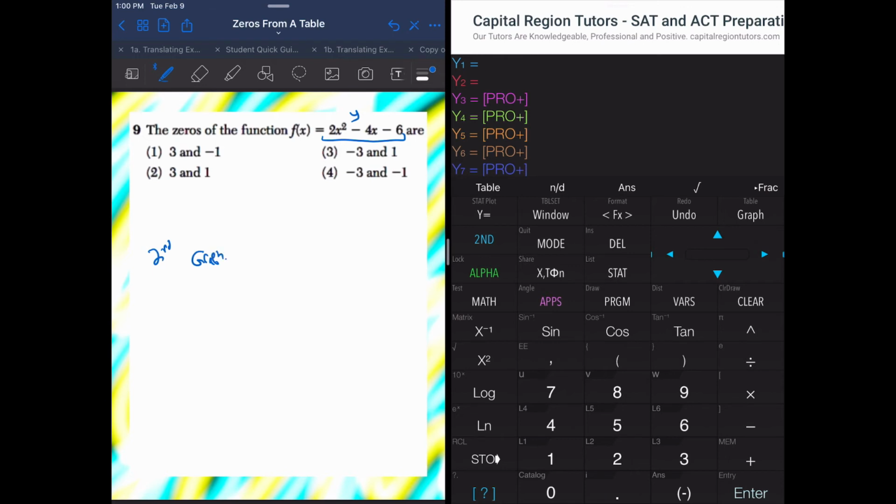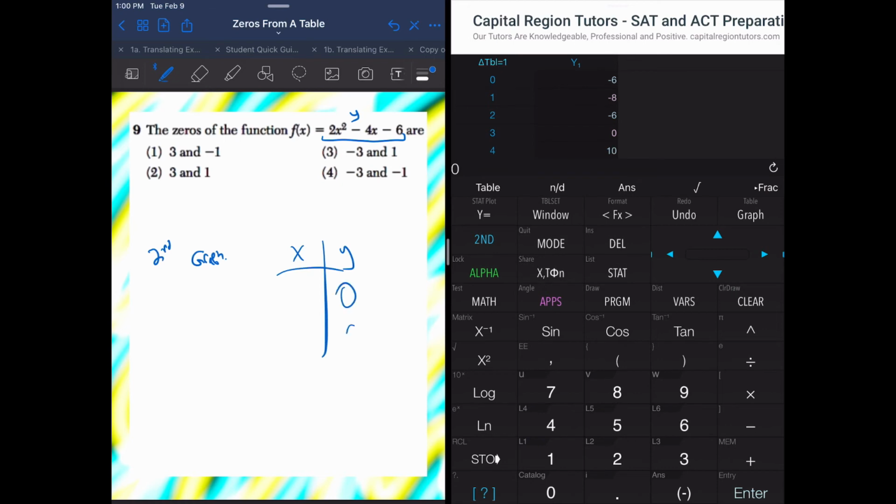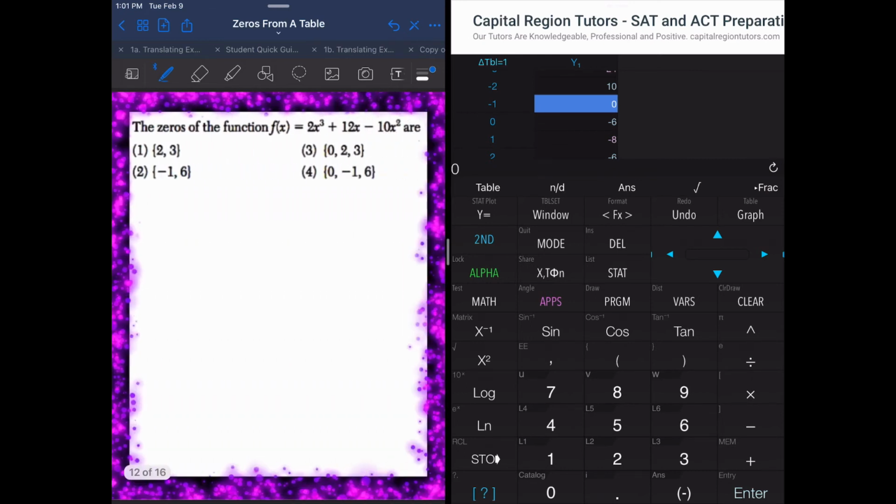Okay, here's how you do this one. I typed in 2x squared minus 4x minus 6, second graph, looking for my 2 zeros. One of them is 3, the other one is negative 1. So positive 3, negative 1, right there, choice 1. Pretty easy, huh?